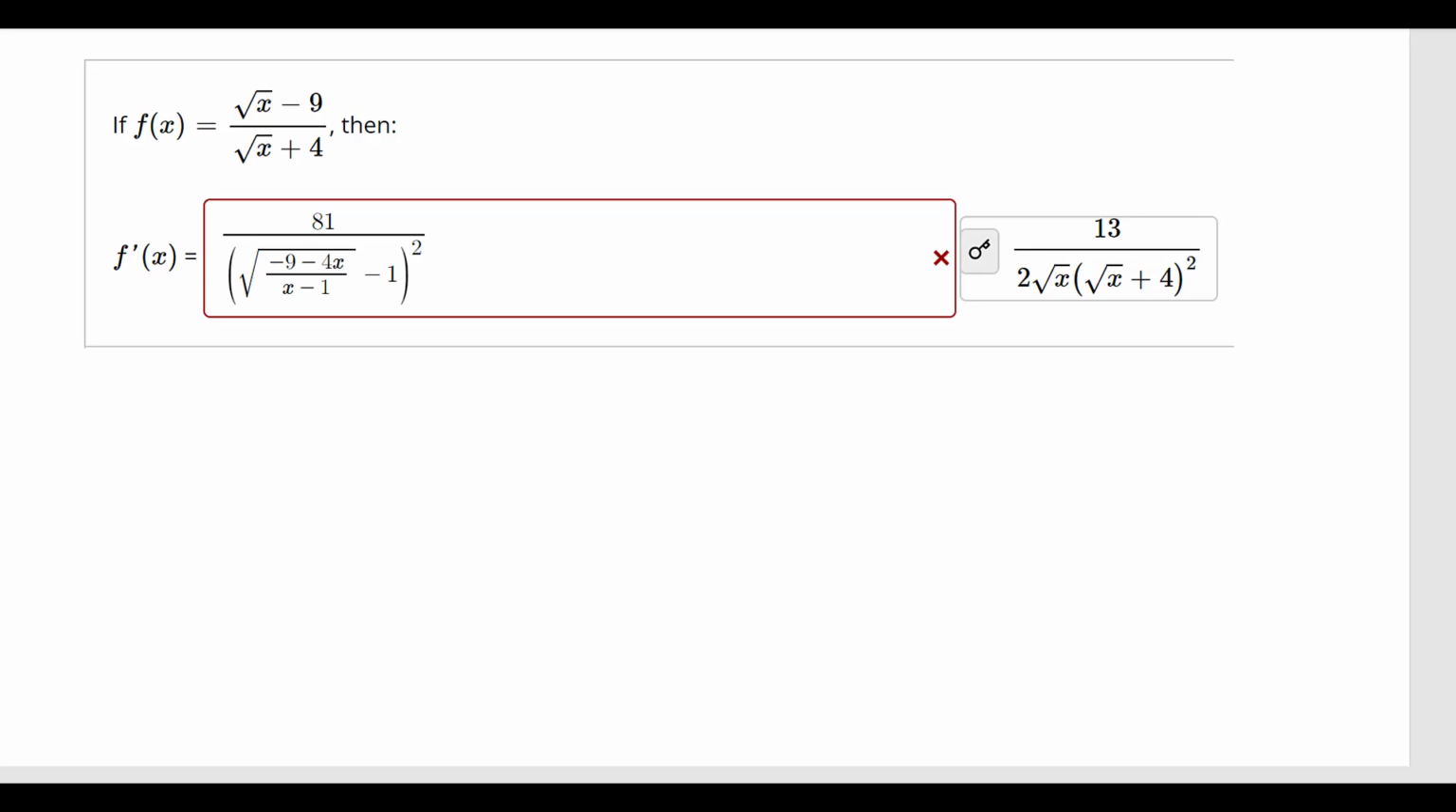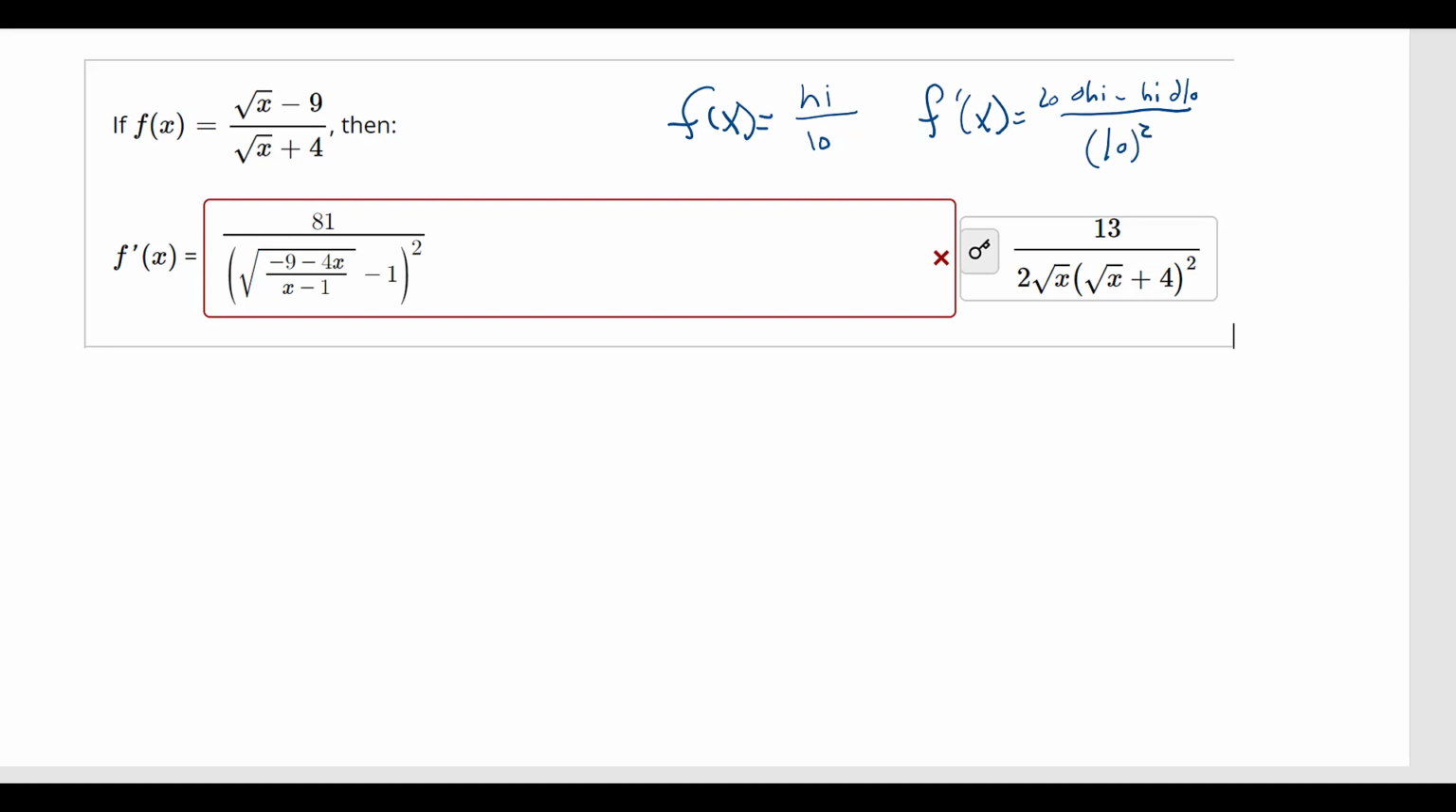In this problem, we're supposed to find the derivative of the square root of x minus 9 over the square root of x plus 4. So we're basically working with a quotient function here. And just remember, if you have f of x equals some function with a high part and a low part, the derivative by the quotient rule is going to be the low thing, the thing in the denominator, d high, minus the high thing, the thing in the numerator, d low, all over the square of what's below.